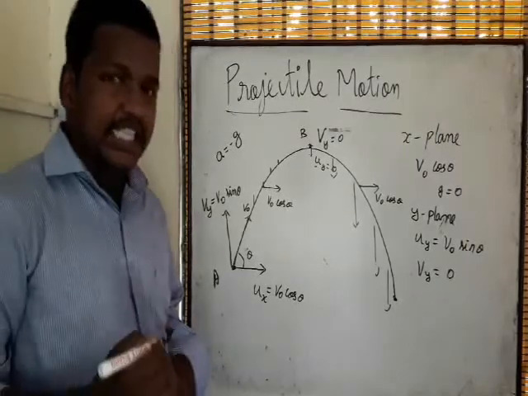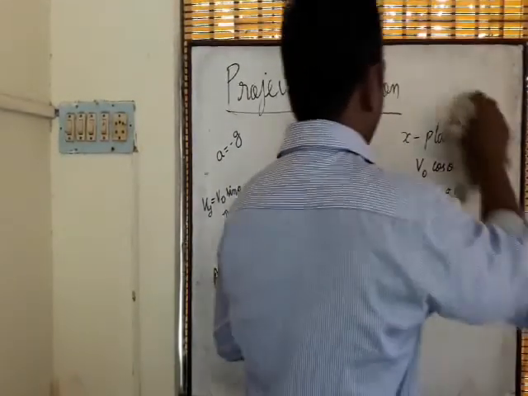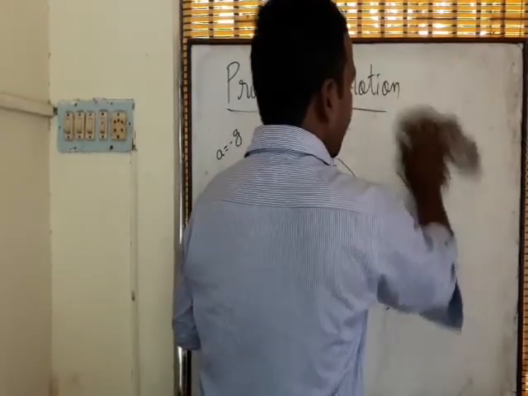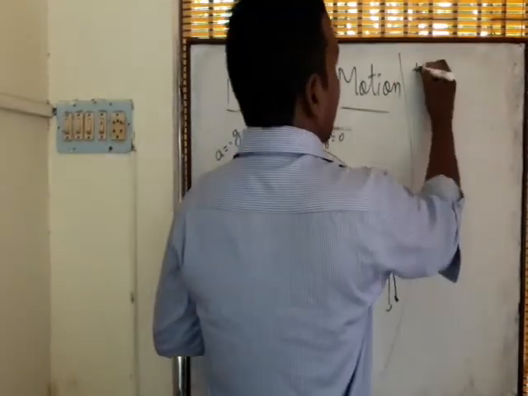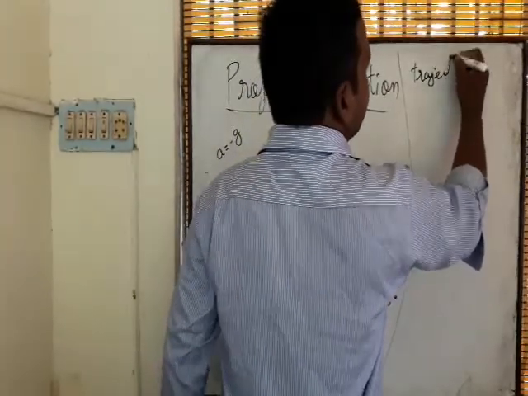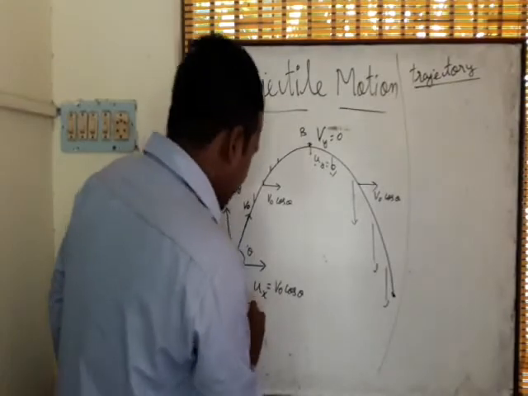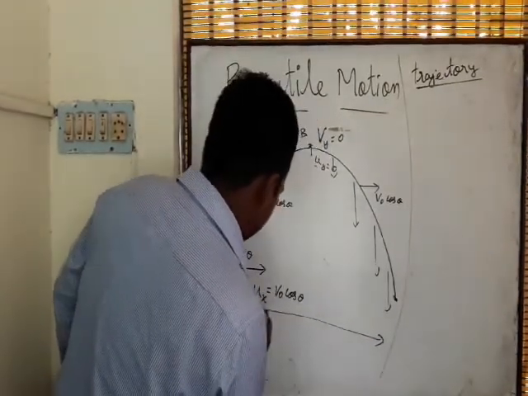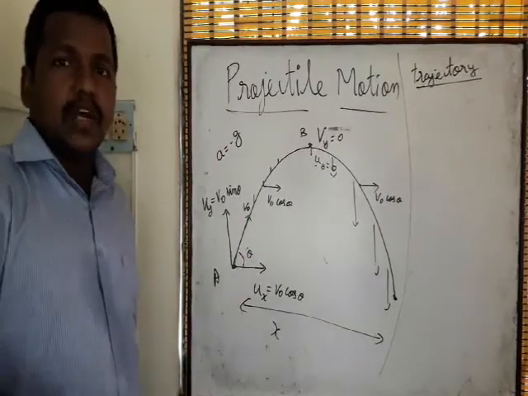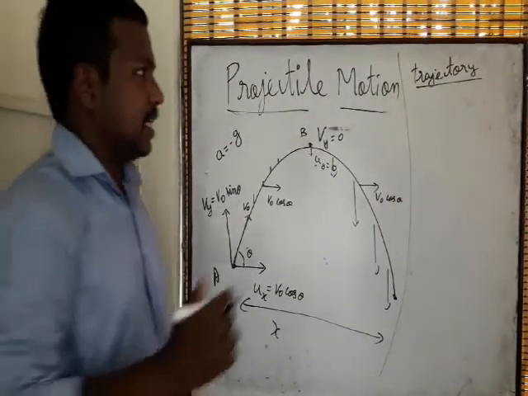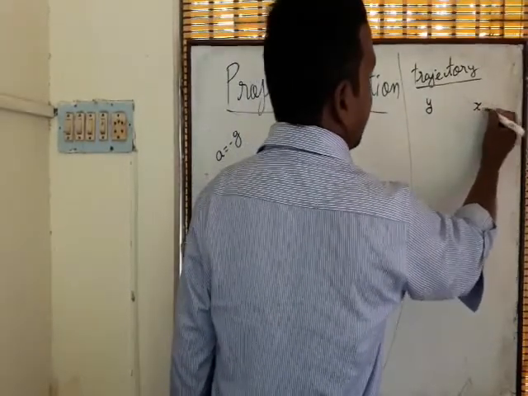First is the trajectory equation. We will see what the trajectory equation tells us. I take the x displacement as x and the y displacement as y. So, the displacement on the x-axis and the displacement on the y-axis.